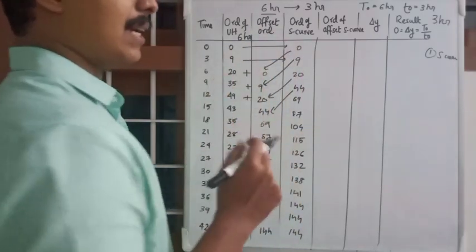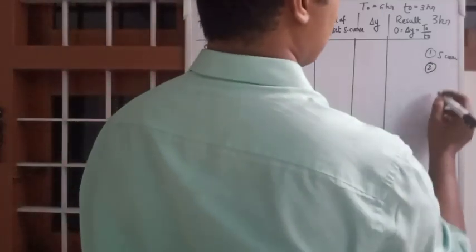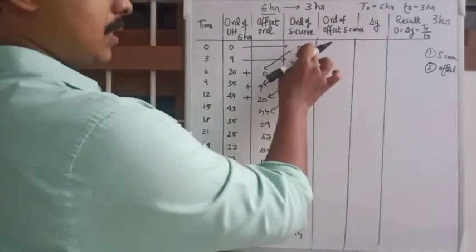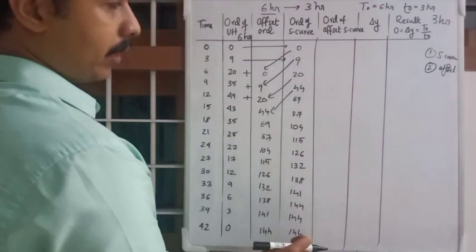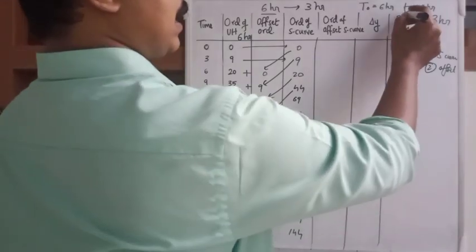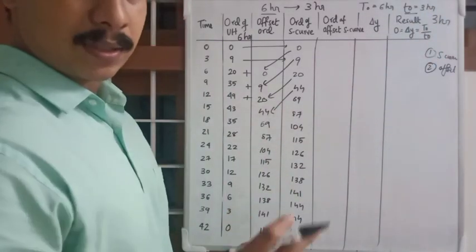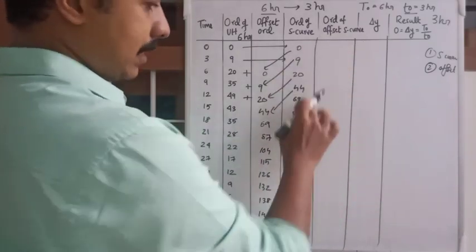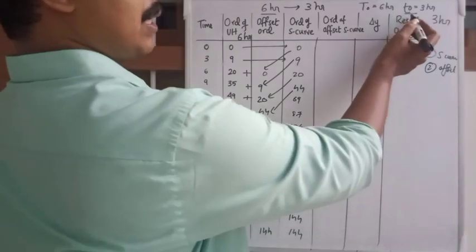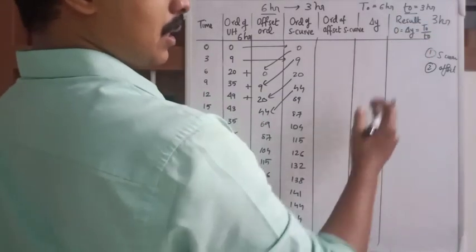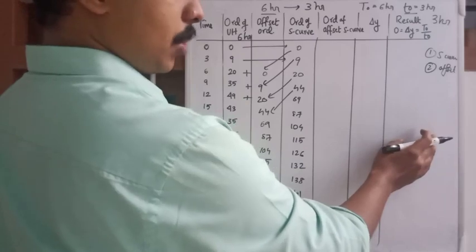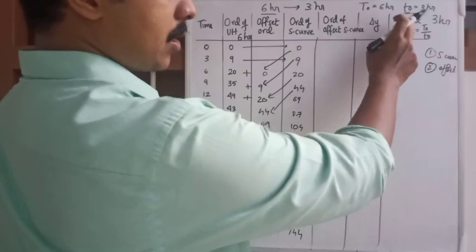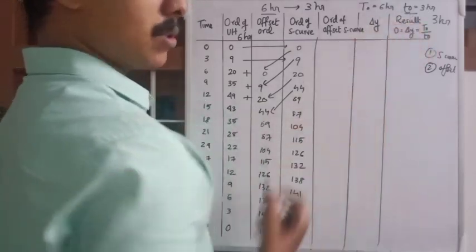The second step is offsetting. Offset this S-curve ordinates by smaller t0. Do not confuse that. Smaller t0 is the duration of the unit hydrograph that you want to get at the end. In this case, it is 3 hours.